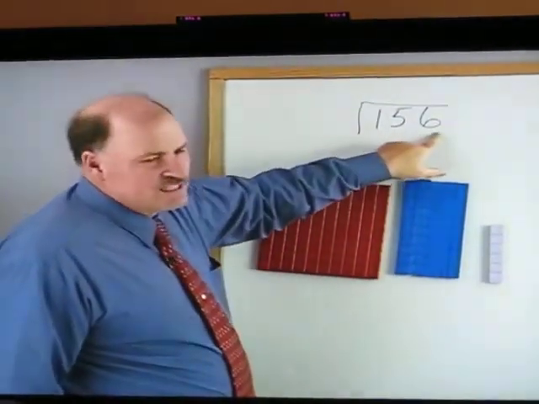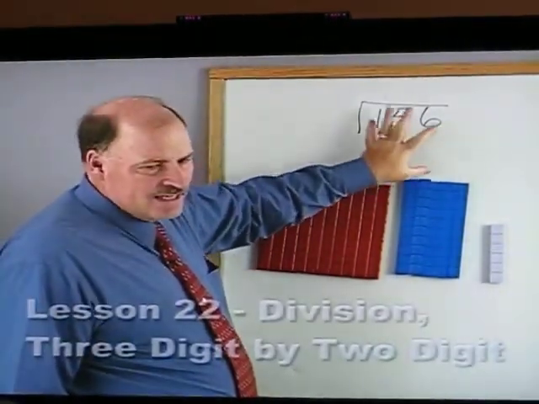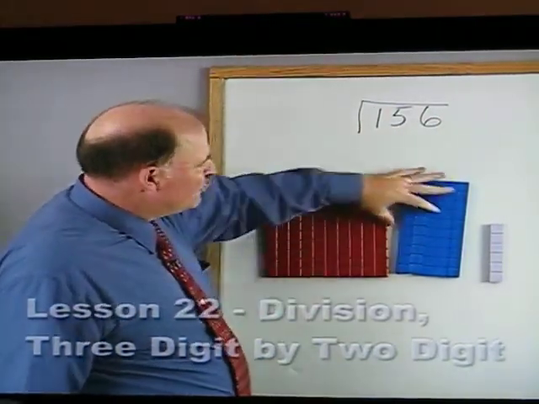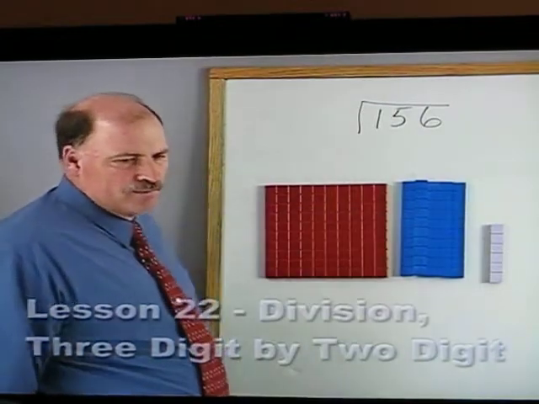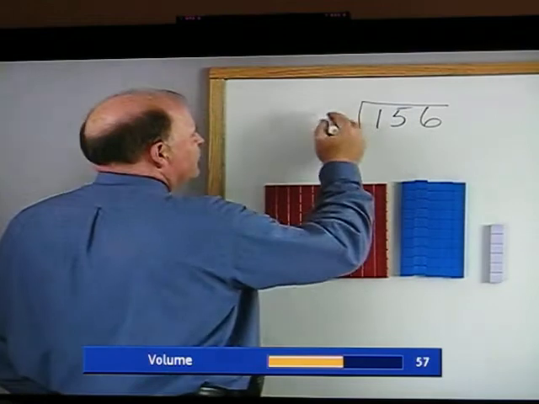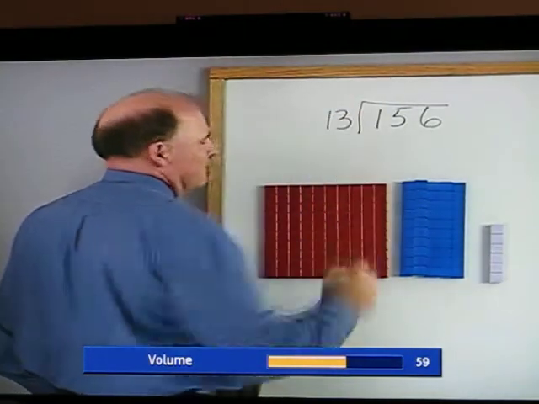We have 156, which is our dividend. It's inside. It's our product, the multiplication problem. And what don't we have here to make this a complete division problem? Don't have a divisor, do we? Okay. So the divisor is going to be 13.